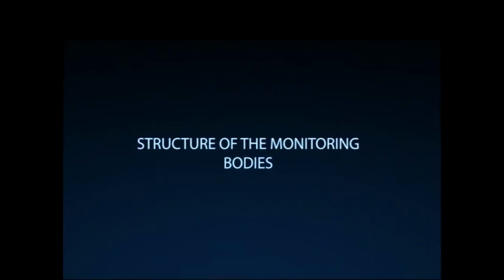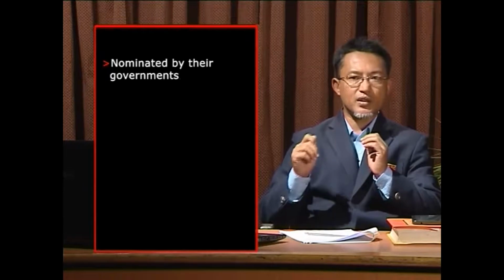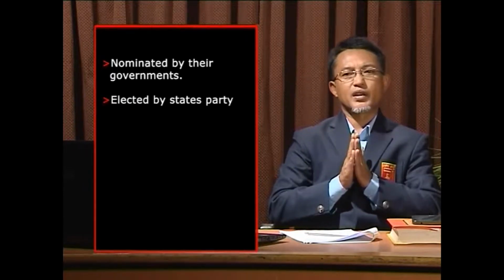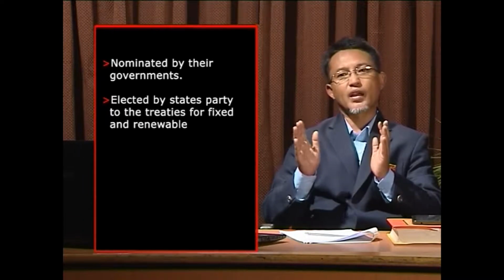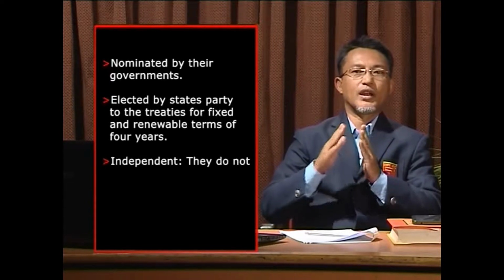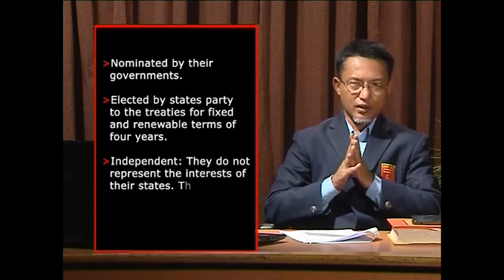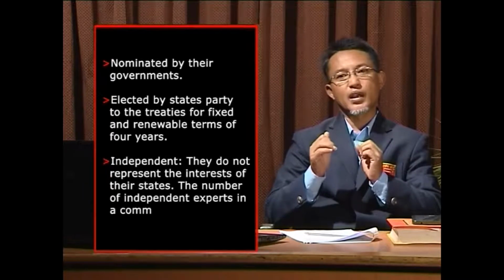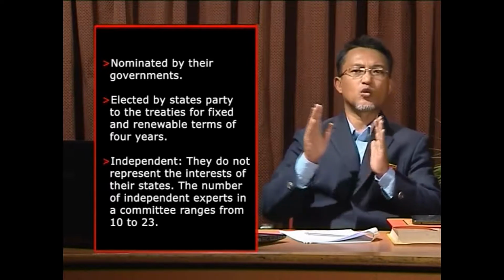Structure of the monitoring bodies. Treaty monitoring bodies are made up of human rights experts from different countries. These experts are nominated by their governments, elected by states party to the treaties for fixed and renewable terms of 4 years. Independent, they do not represent the interests of their states. The number of independent experts in a committee ranges from 10 to 23. Each committee meets either 2 or 3 times a year, and the session lasts 3 to 4 weeks.